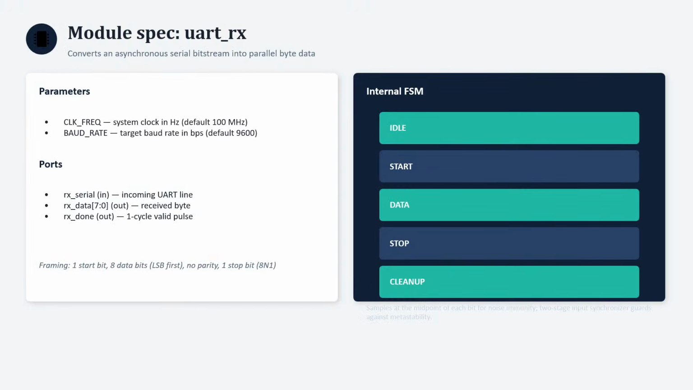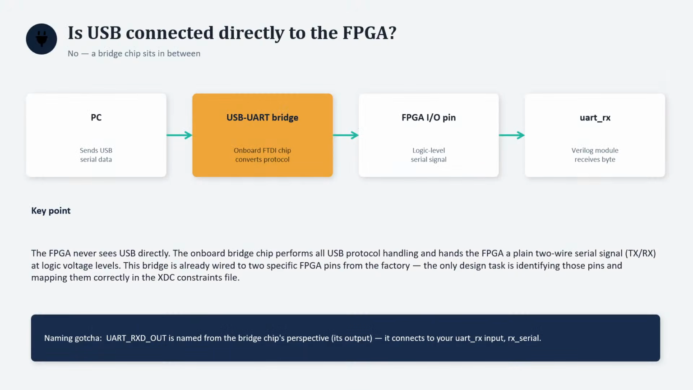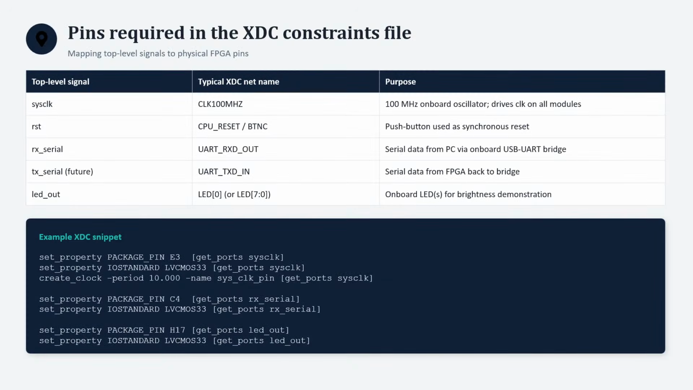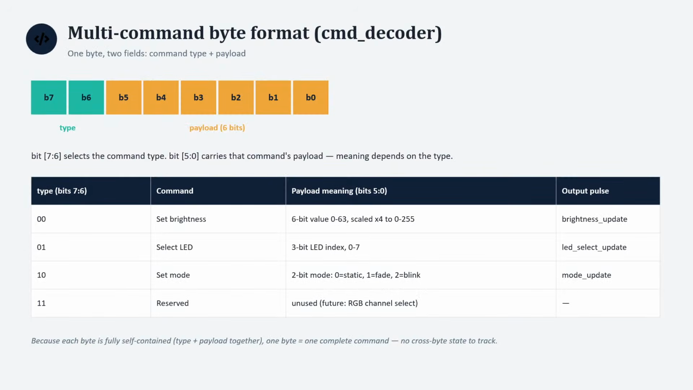Okay. Now, so this was about your UART RX. Anyways, we are going to discuss the LED controller. We are going to discuss whether the USB is connected directly to the FPGA or what, and what different kinds of constraints file we should have when we are going to implement it on a physical FPGA. That and all we will discuss. First, let us try to understand the code, right?